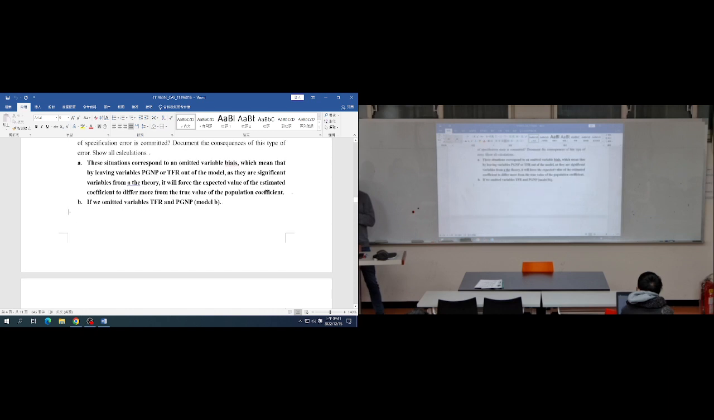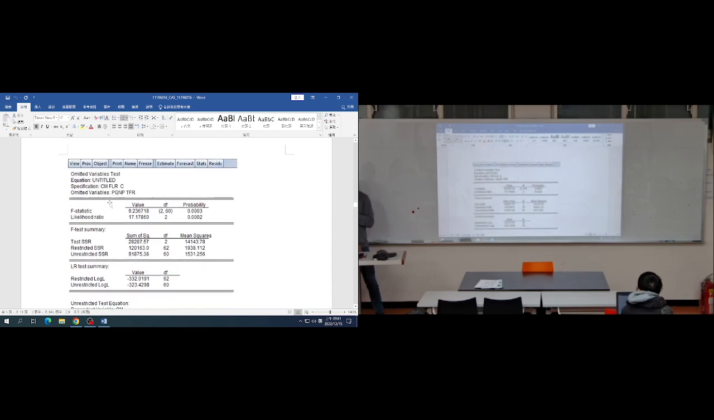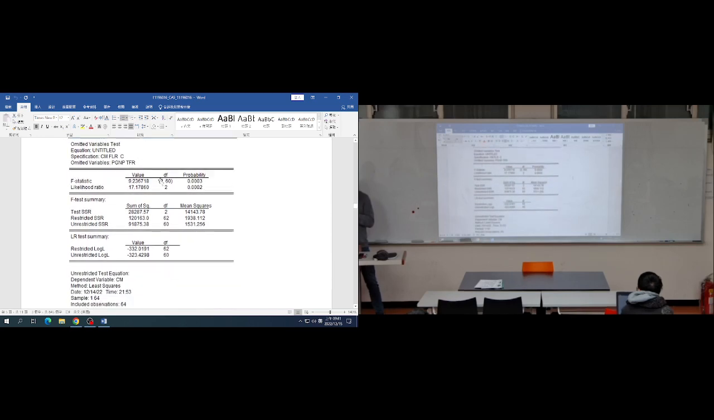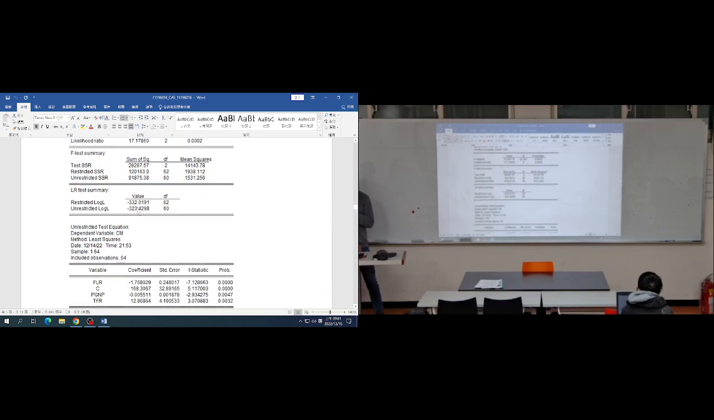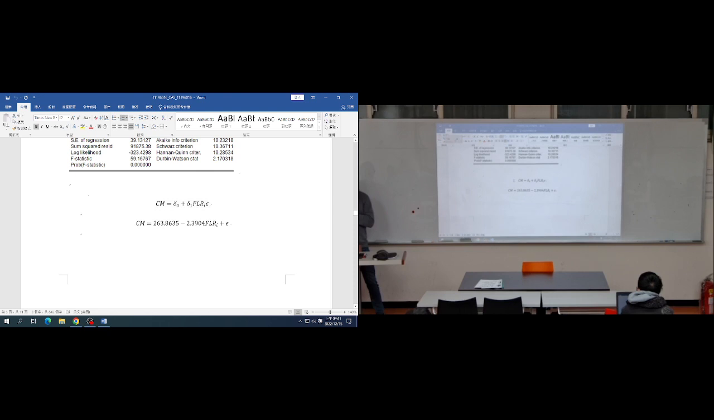So let's go for model B. We omitted two variables, so we run the omitted variable test. So we have all the data here. And we get, so that would be our equation if you ran the actual regression without these two variables.